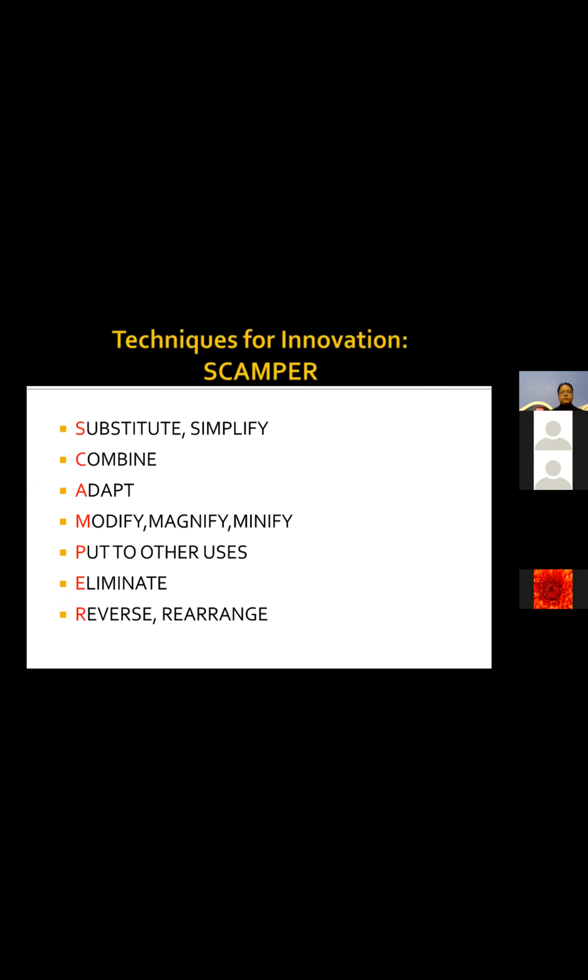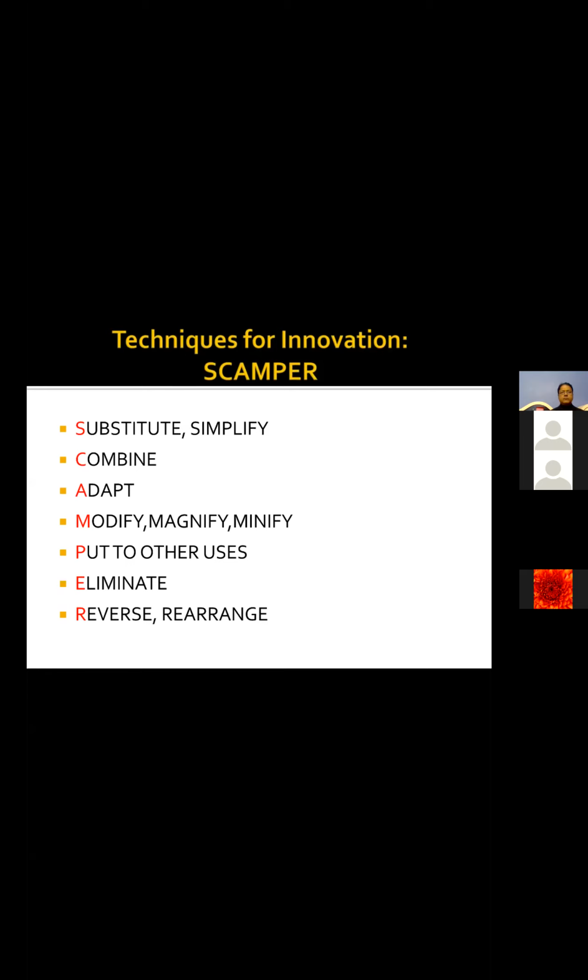The second one we have is C, which stands for combine. If we can combine different applications or uses in a single gadget, that can also lead to innovation. A stands for adapt. If we can adapt the system from an older environment to a new environment, that can also lead to innovation. M stands for modify, or even magnify or minify.